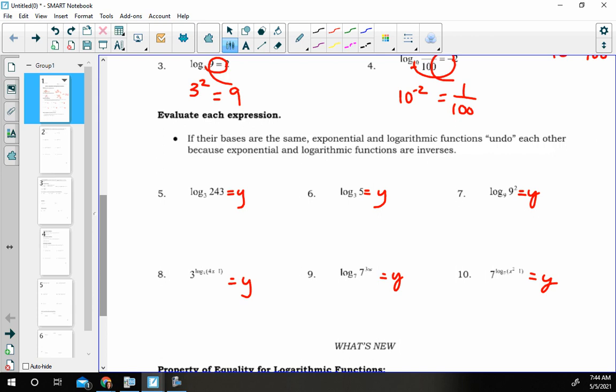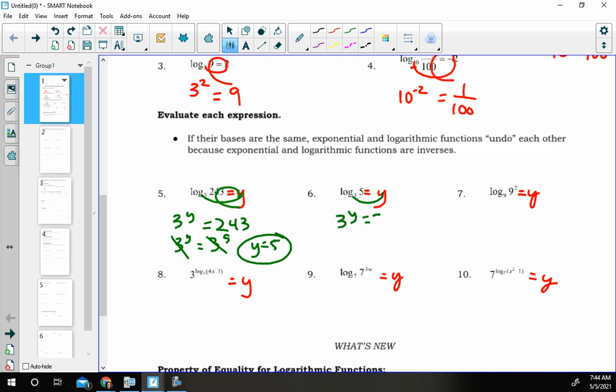All right, so this first one here, switch colors. I have 3 to the y is equal to 243. So 3 to the y is equal to, I'm going to change those bases to be the same. Okay, this one is going to be a pretty one, but just so that we can see how it works, cancel out those bases to get the fact that it is going to be 5. And my next one, 3 to the y is equal to 5.